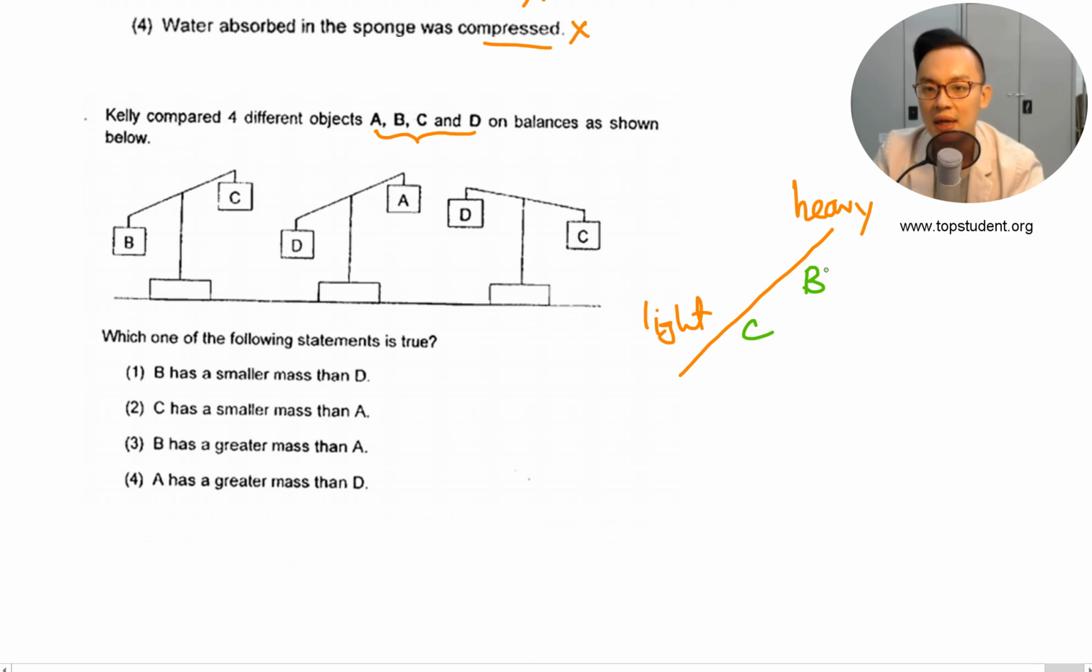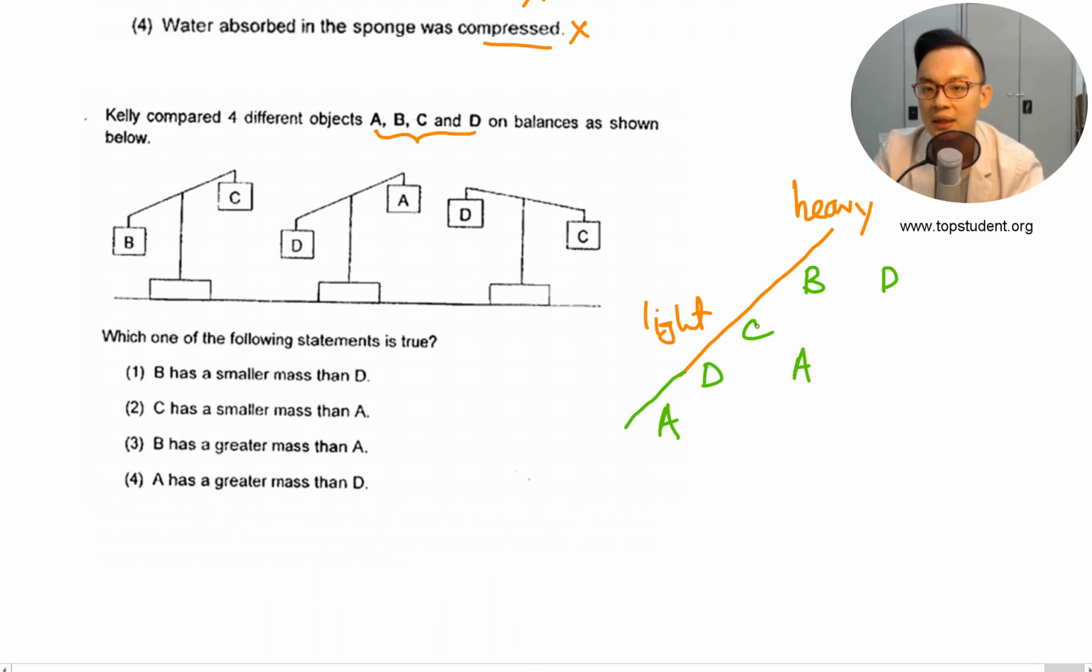Now I don't see D and A over here, right? So it's okay. D is heavier than A. Just put here D is heavier than A, because I cannot compare. Now D and C, C is heavier than D. So D must be here. C is heavier than D. And D is heavier than A.